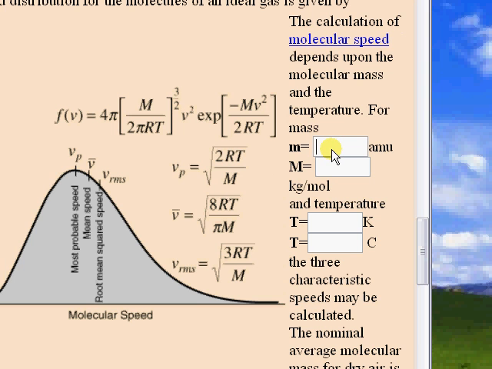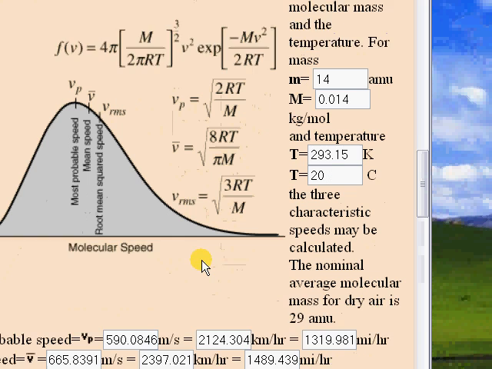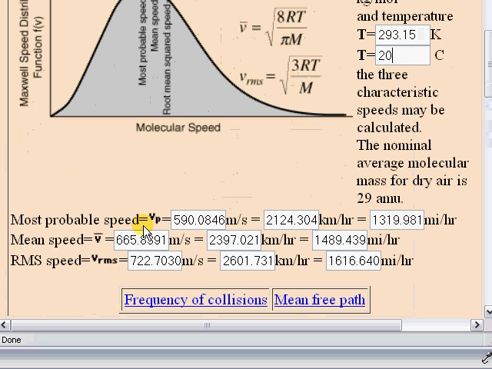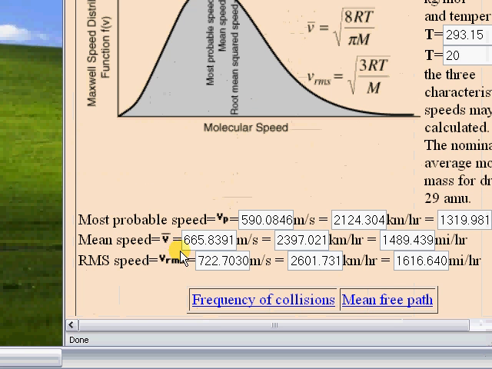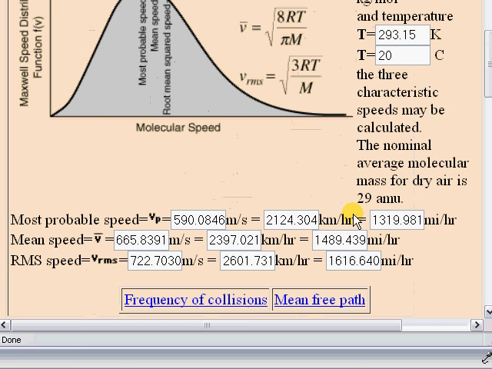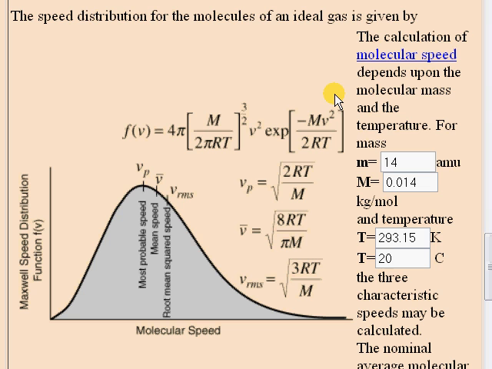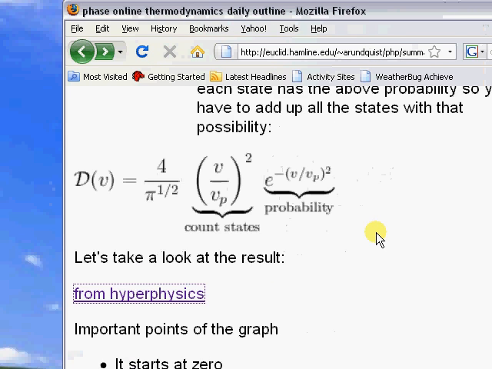If you put in something like 14 AMU, which is nitrogen gas or something, and calculate it, and then give it a temperature, say room temperature, it comes down here and gives you all kinds of useful information, with the most probable, the average, the RMS speed, and all kinds of units. So it's a pretty useful website for that.